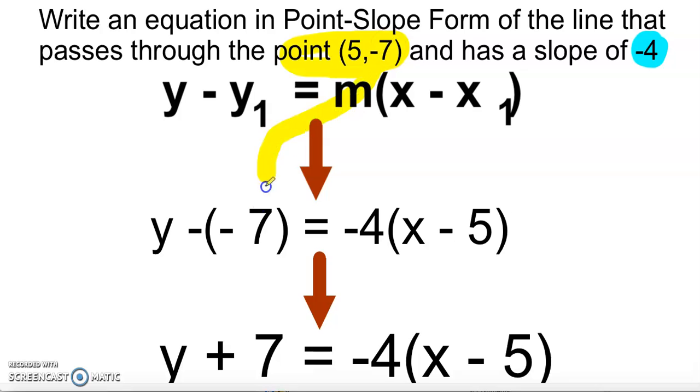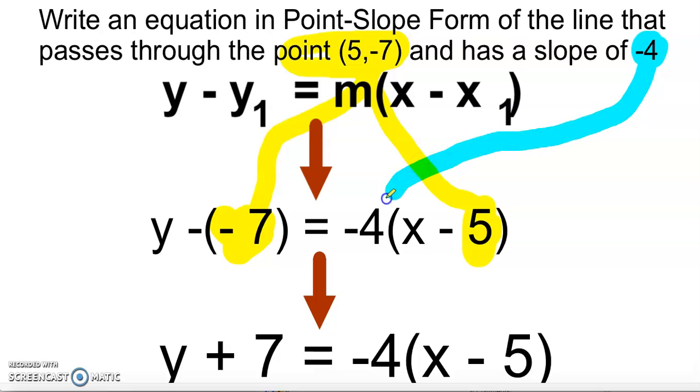I apologize. My -7 is going to go here from my y because this is part of my point. Okay. My x is 5. So my x is going to go into this point right here. Okay. And then the slope is going to go in from -4. So it's going to go in right here. Okay. And then we just need to simplify it if necessary. So y minus -7, minusing a negative number is the same as adding. So this becomes y plus 7.